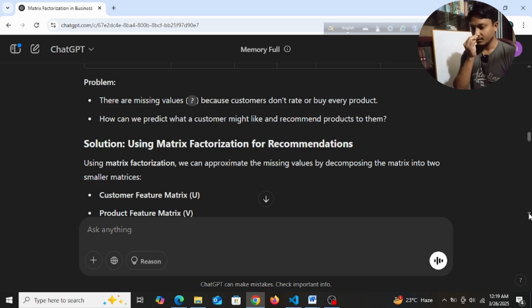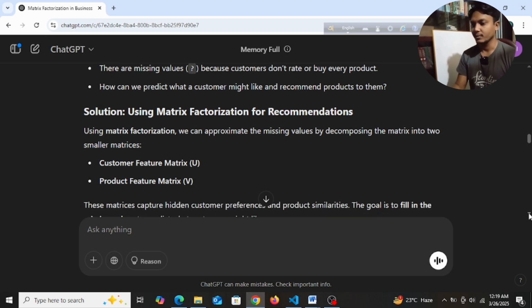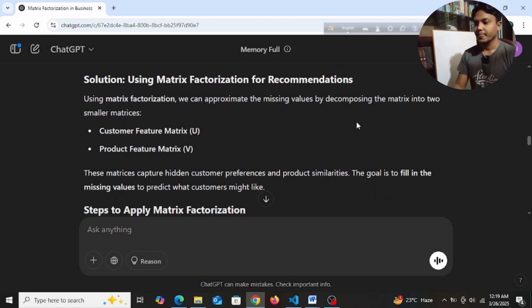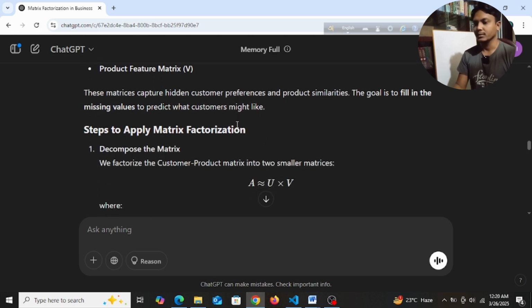Solution: using matrix factorization for recommendations. Using matrix factorization, we can approximate the missing values by decomposing the matrix into two smaller matrices: customer feature matrix and product feature matrix. So U and V. These matrices capture hidden customer preferences and product similarities. The goal is to fill in the missing values to predict what customers might like.